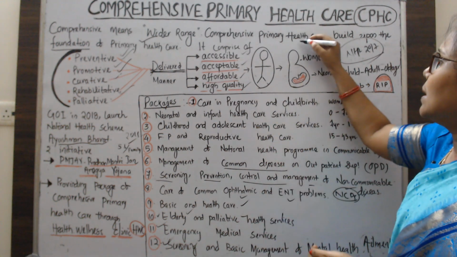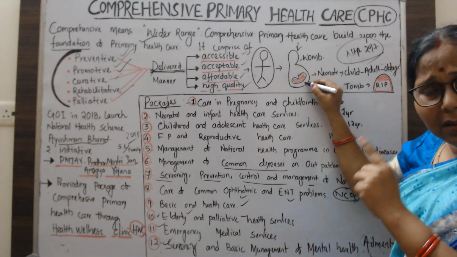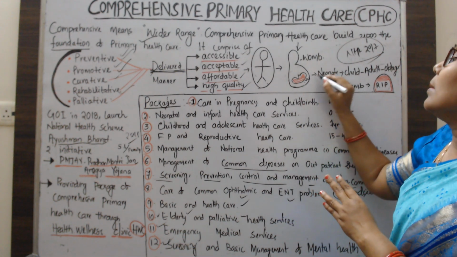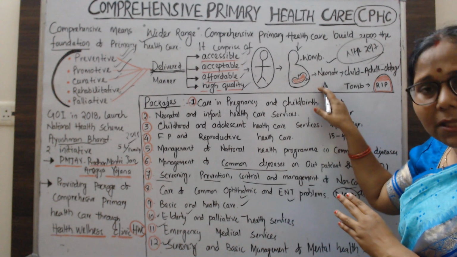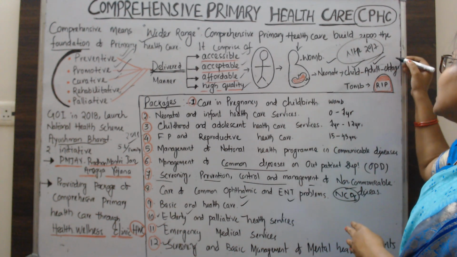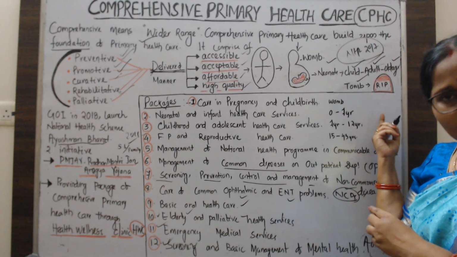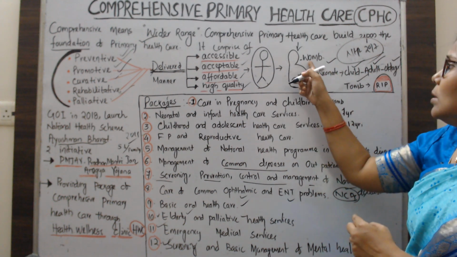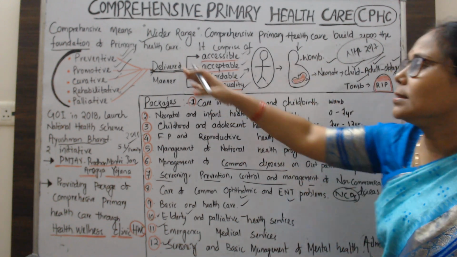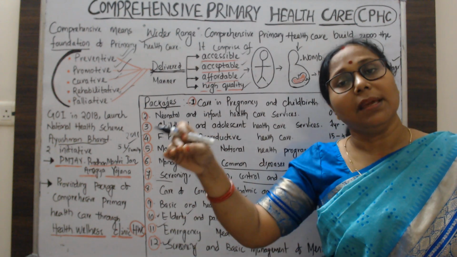When a person is born, he comes in the mother's womb. From the womb, when he is conceived, then with the baby's birth, that is the neonate age. Next, child age. Next, adult age. Next, old age, and the last one, that is RIP or the death condition. So this is called womb to tomb. Throughout his lifespan, he gets this type of services. This is called comprehensive primary health care.